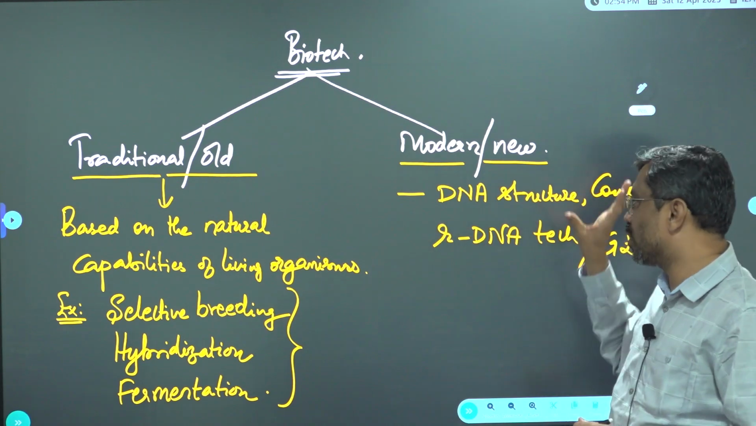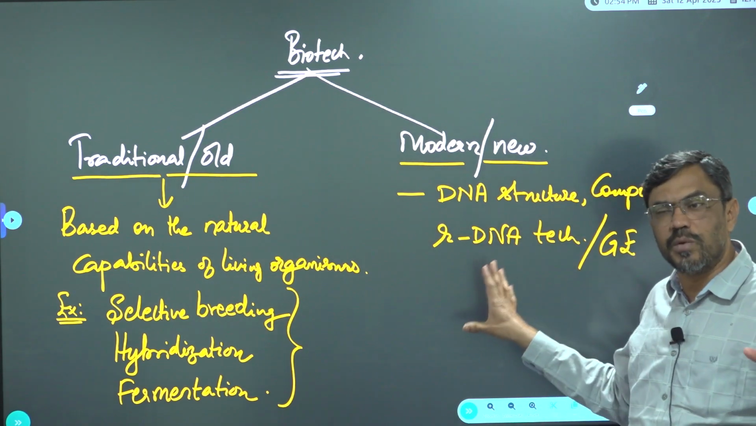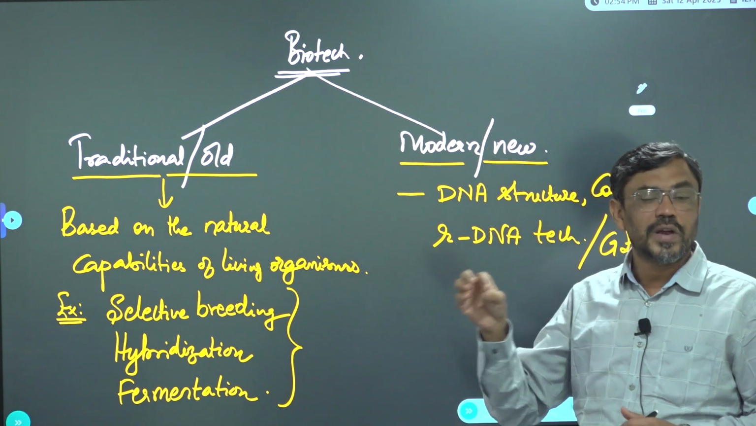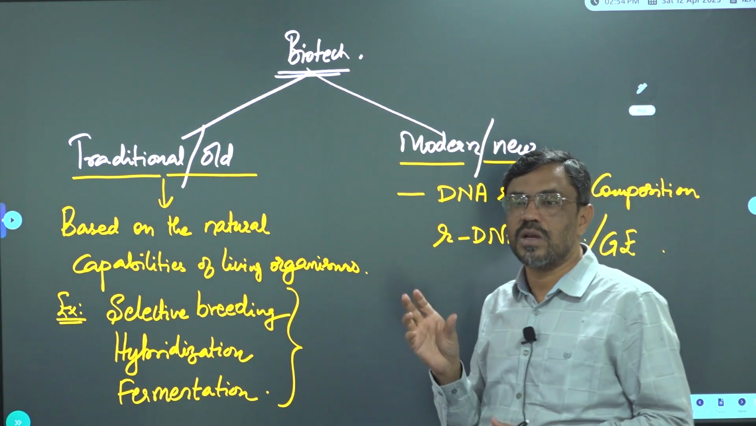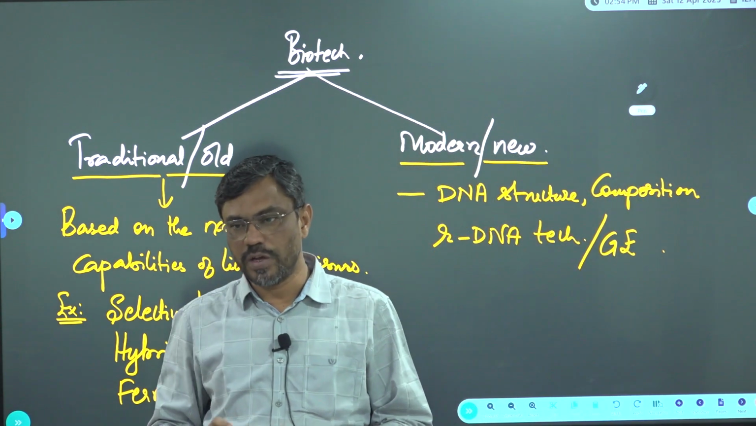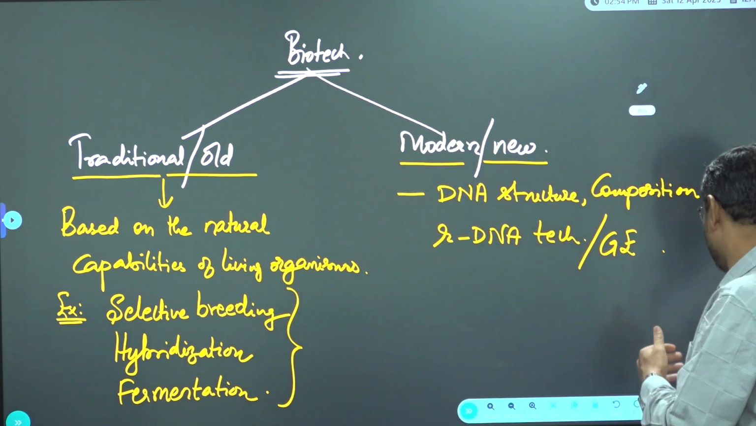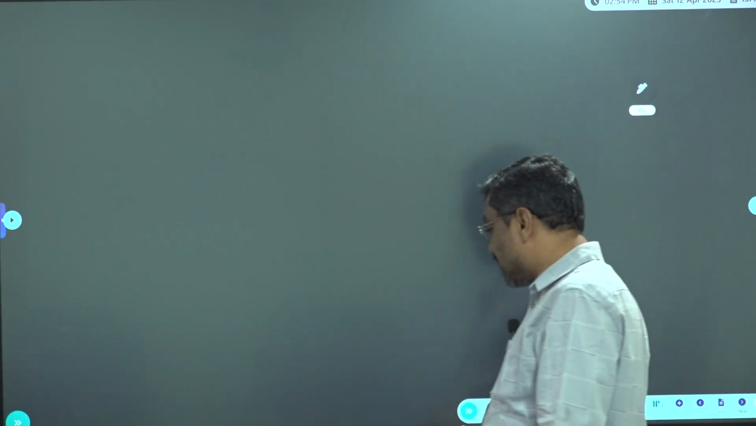Right, this is called modern biotechnology. First, briefly you remember this one. Before going to the in-depth of the biotechnology part, we have to understand some basic concepts, that means the basic structure of the cell. Right, let us see the cell.